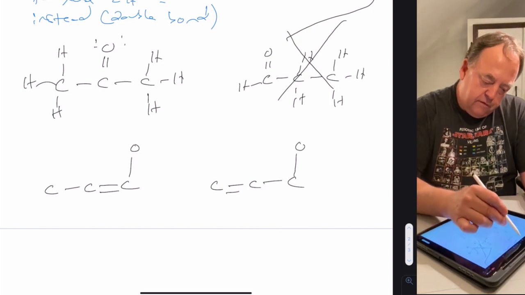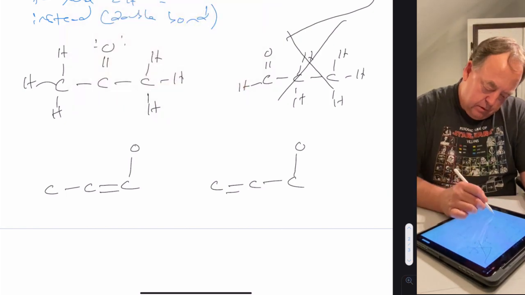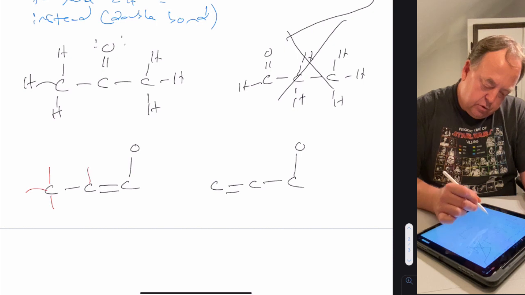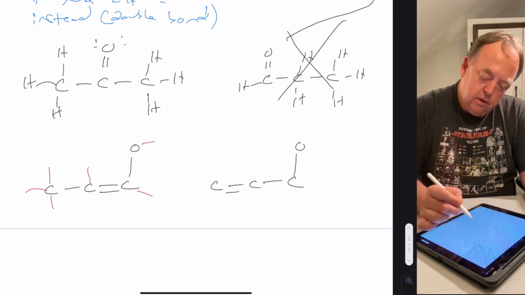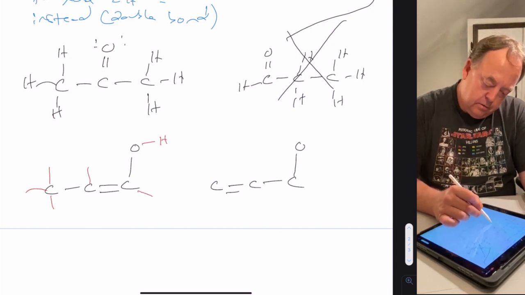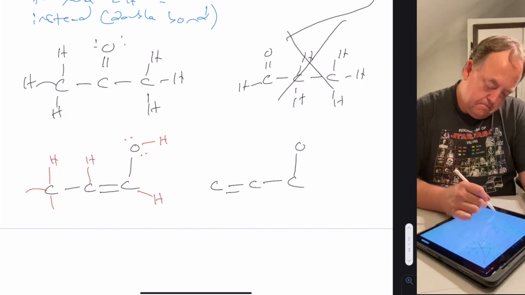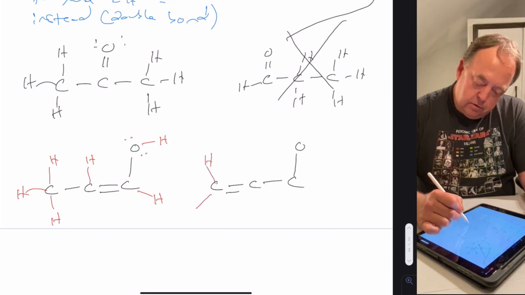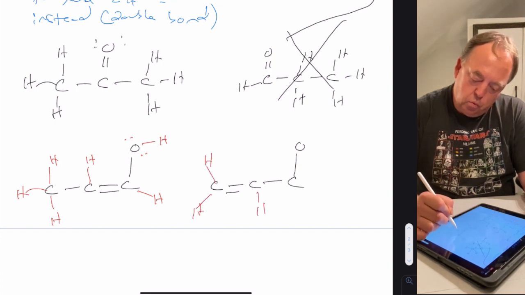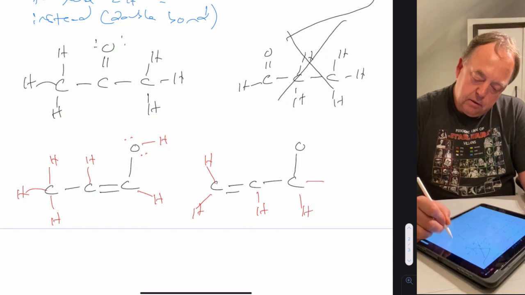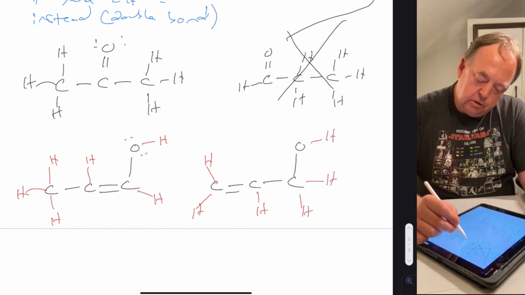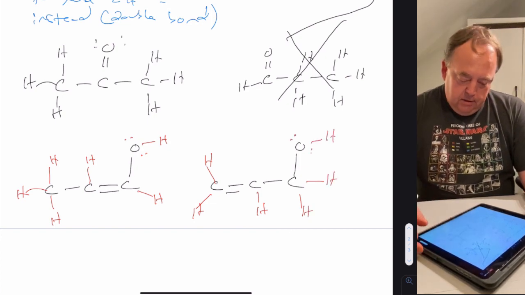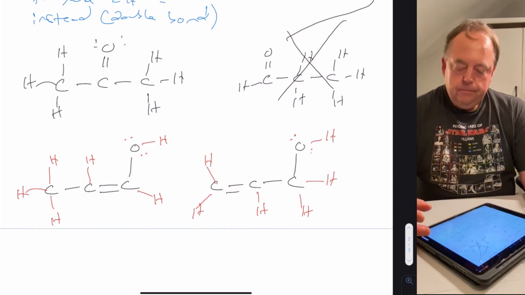And now we just want to fill in hydrogens. So this one needs 3, this one needs 1, this one needs 1, oxygen needs 1, and 2 lone pairs. So we could have done that, or the other molecule: this carbon needs 2, this one needs 1 to make 4 bonds, this one needs 2, oxygen needs 1. So those are both C3H6O.